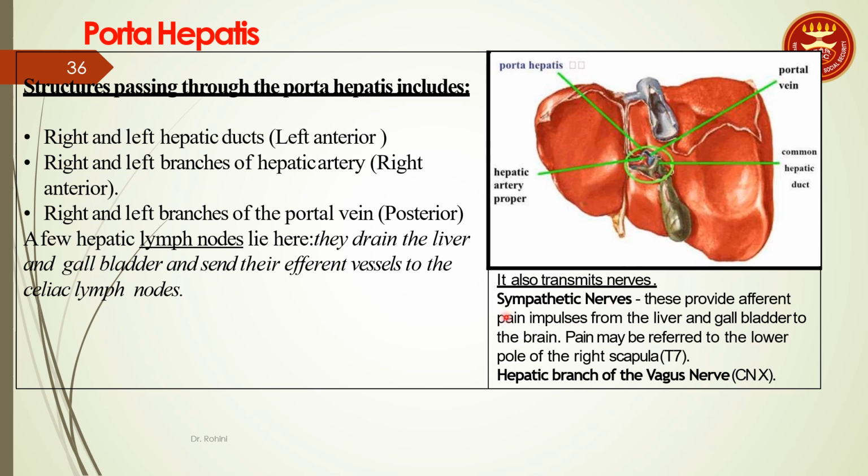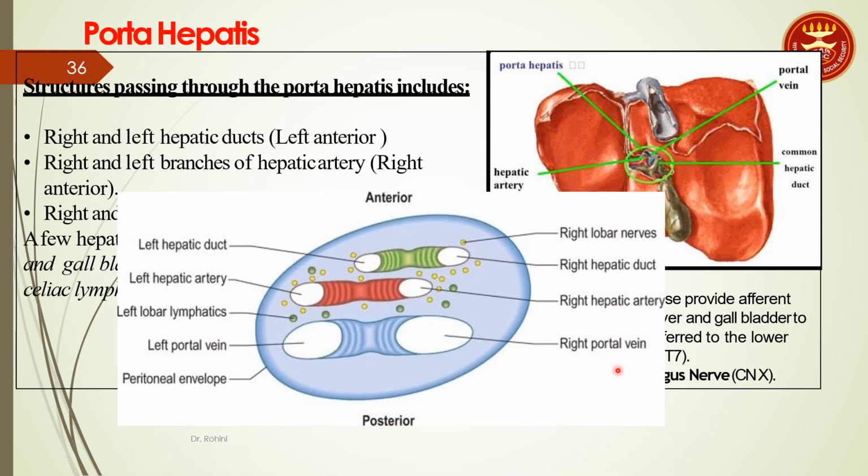It also transmits sympathetic nerves, which provide afferent pain impulses from the liver and gallbladder to the brain. And the fibers are coming from T7 to T9 mostly, so referred pain will be there in inflammation of these viscera, to the lower pole, or you can say the right inferior angle, of right scapula. It also gives passage for the hepatic branch of vagus nerve.